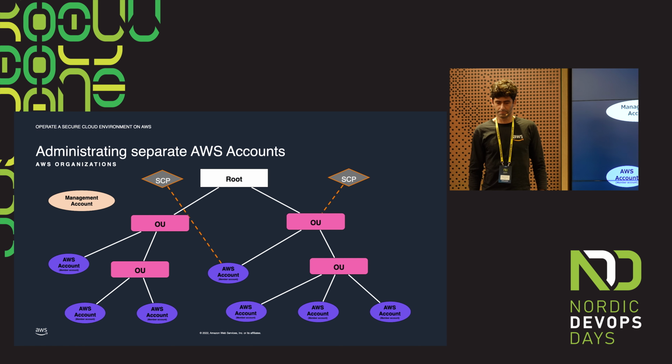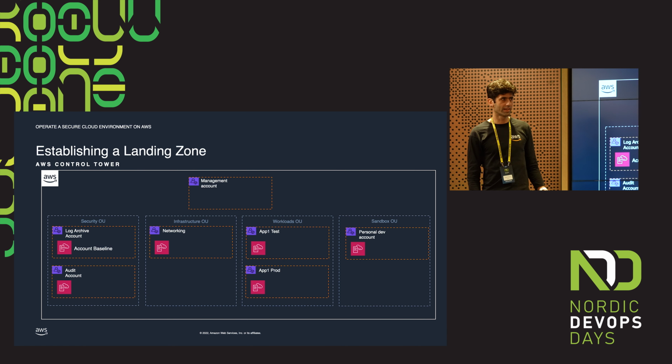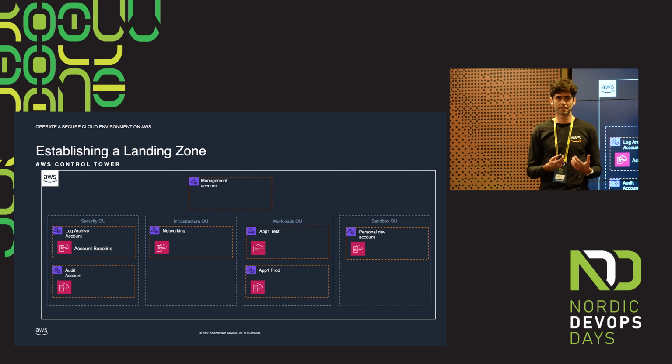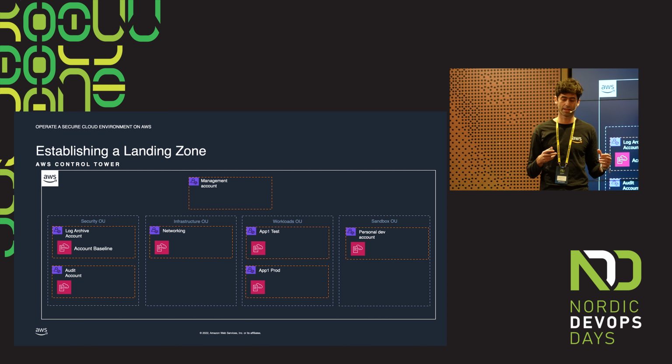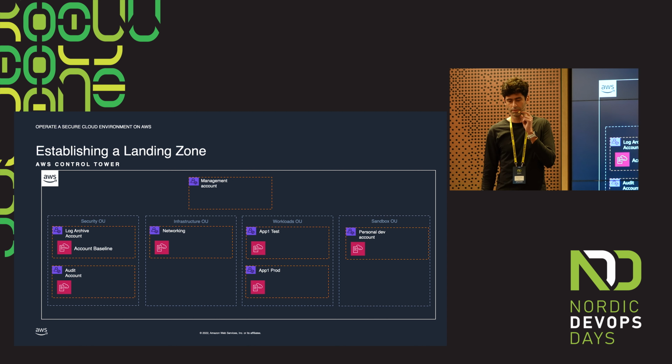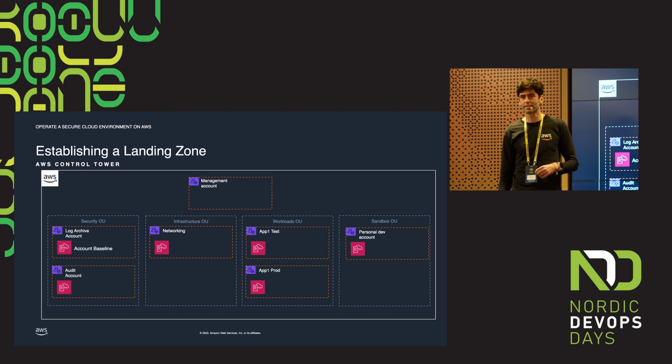Right. So that's why you separate, so that you can apply specific policies to specific groups of accounts. Now, that's all good, but you need to have an opinionated way to create your landing zone. By landing zone, I mean a well-configured AWS cloud environment where you can safely bring your workloads and your data, and you know that by default it is secure. And Control Tower is our service that helps you establish that.